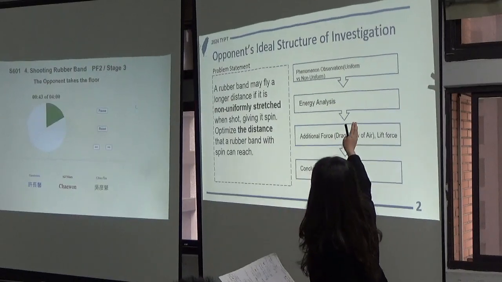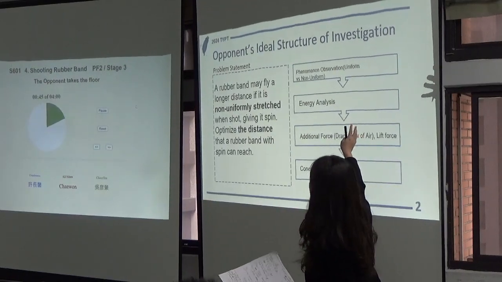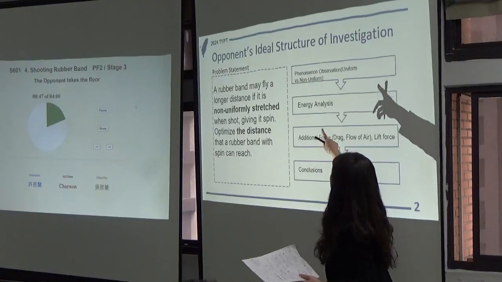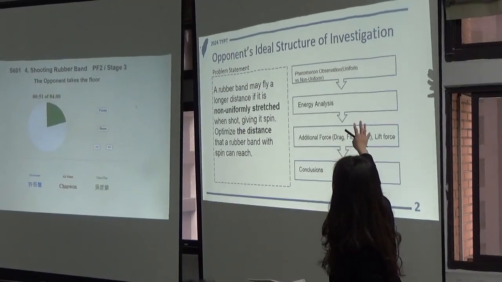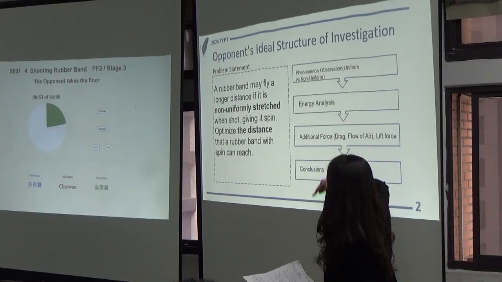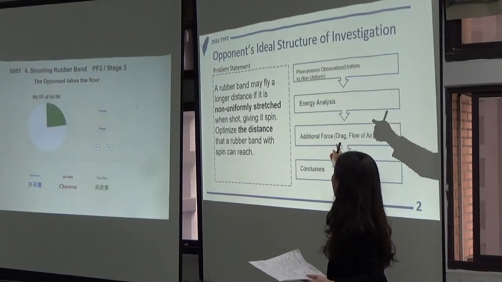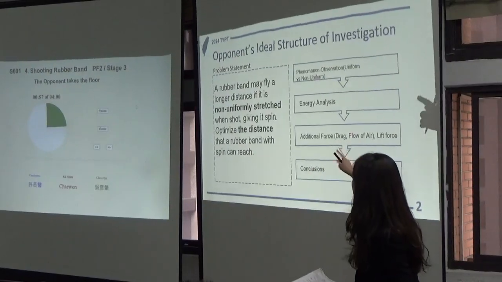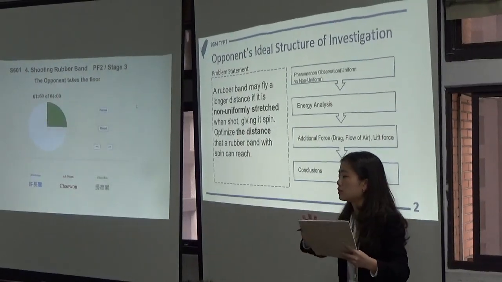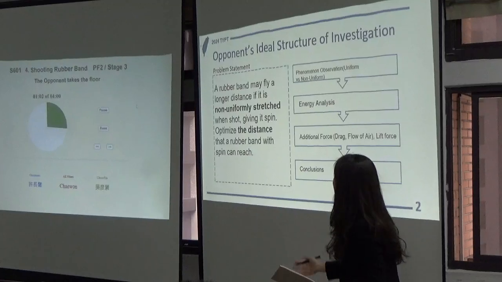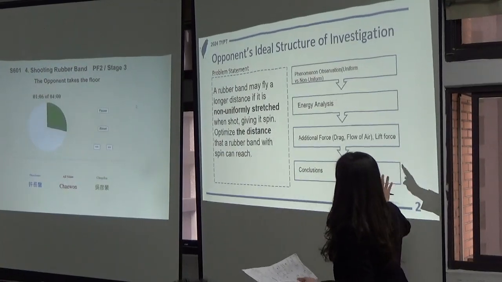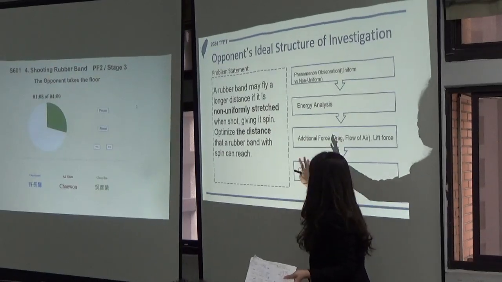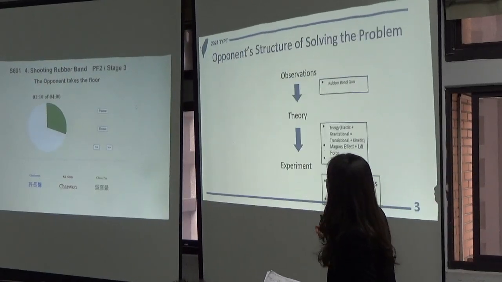Our ideal structure of investigation is that first we observe what will happen in a video demonstration of the phenomenon, comparing the uniform rubber band and the non-uniform rubber band. Then we go through an energy analysis of the conversion between potential energy and kinetic energy. Then we analyze the additional forces of drag, flow of air, and lift force. And then we conclude our experiment.